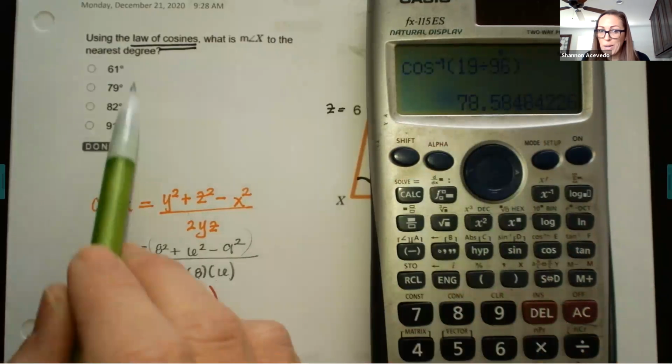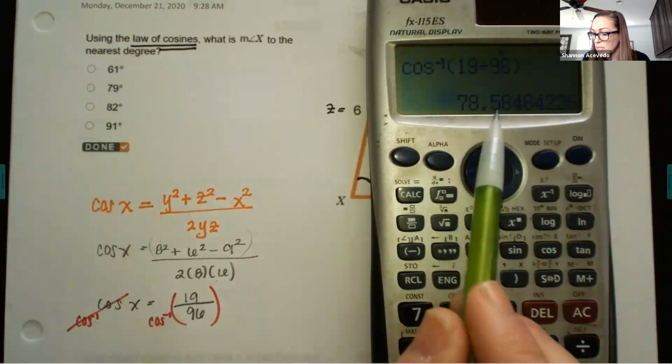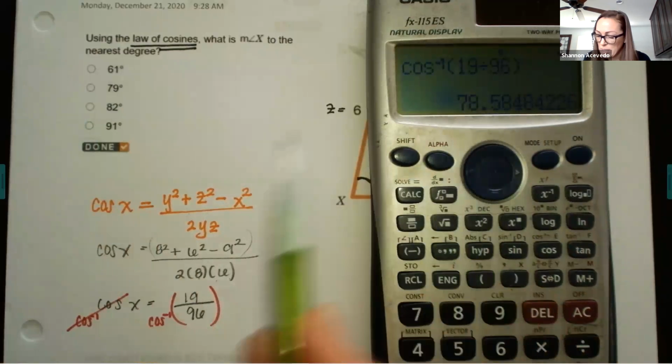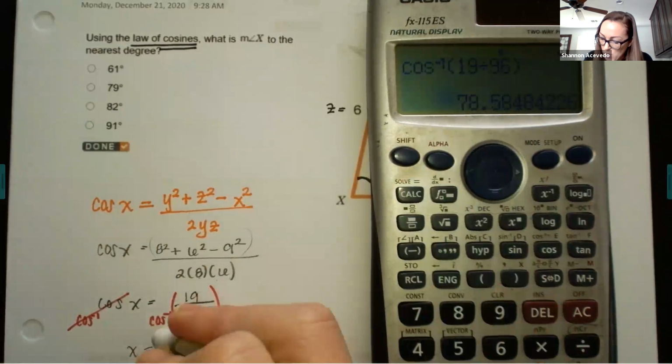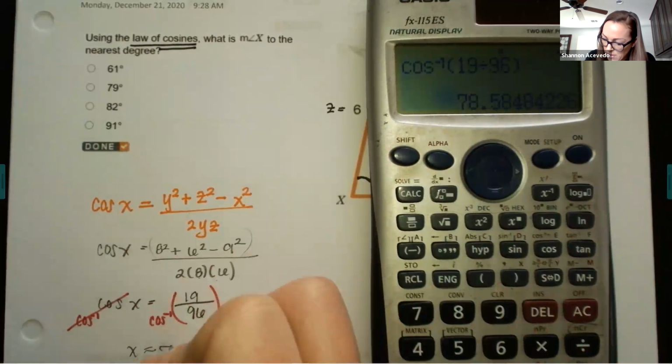78.58. So I look up here, they're all rounded to the whole number. So my 5 is going to round this up to 79 degrees. And we are done. Check.